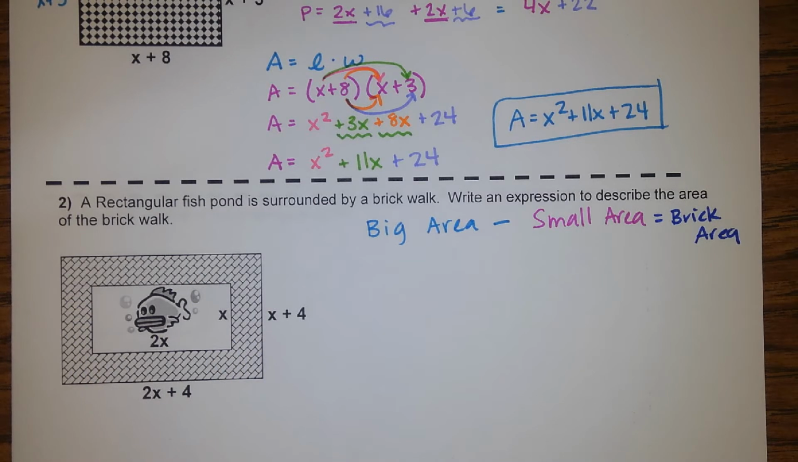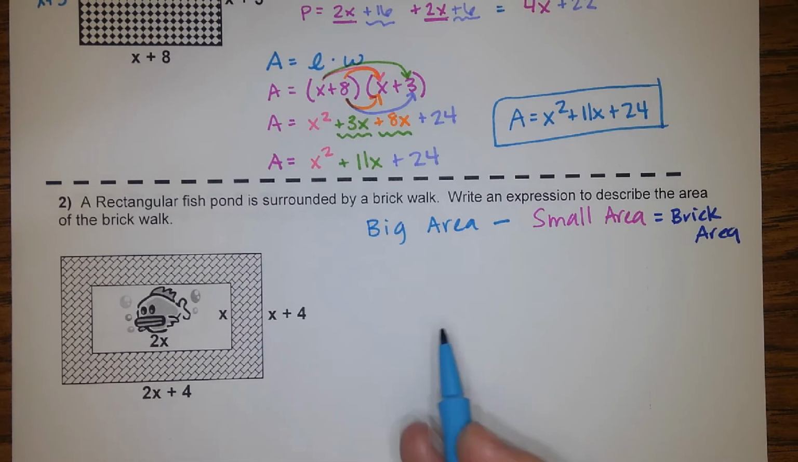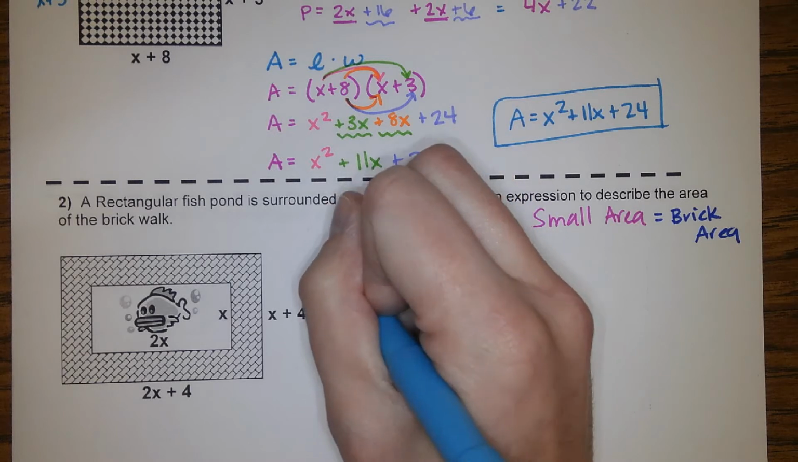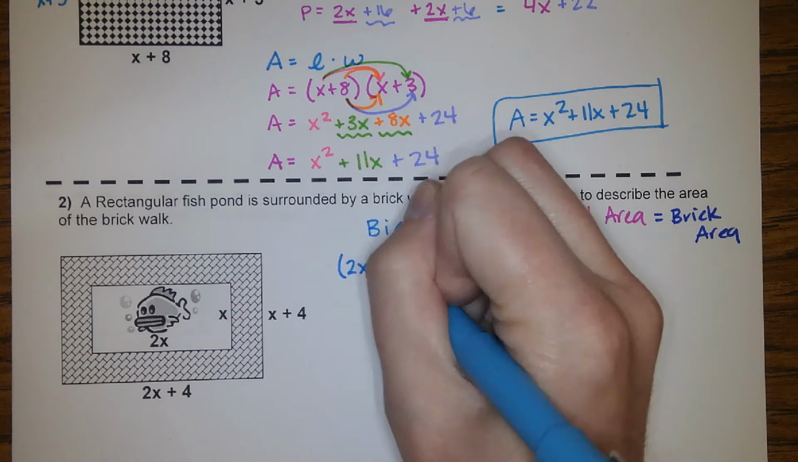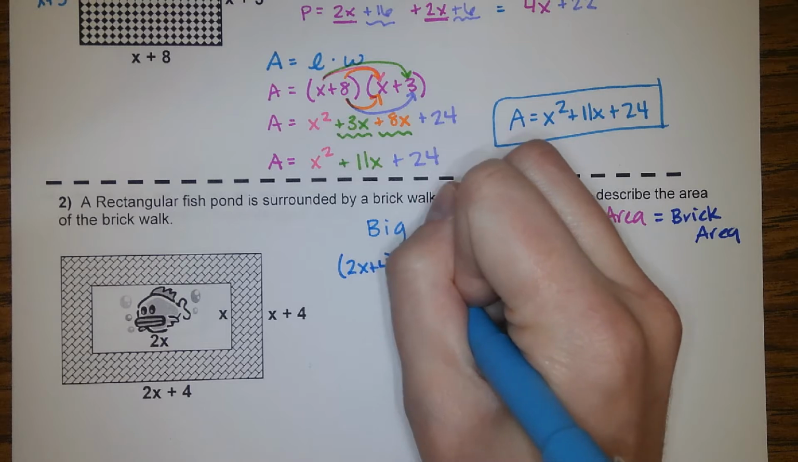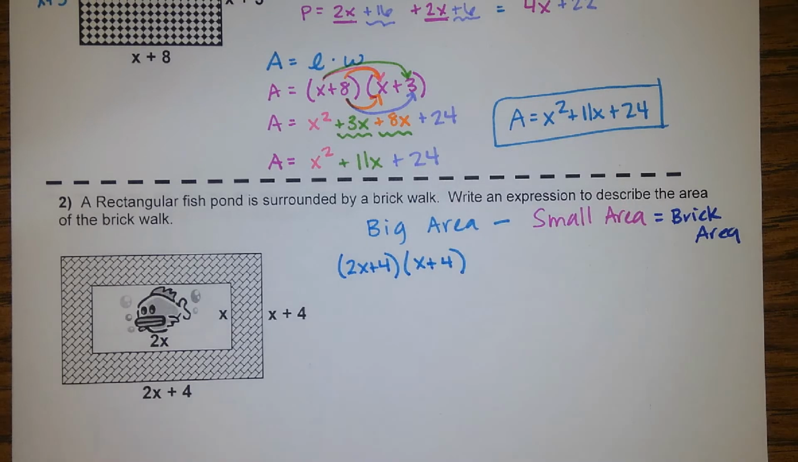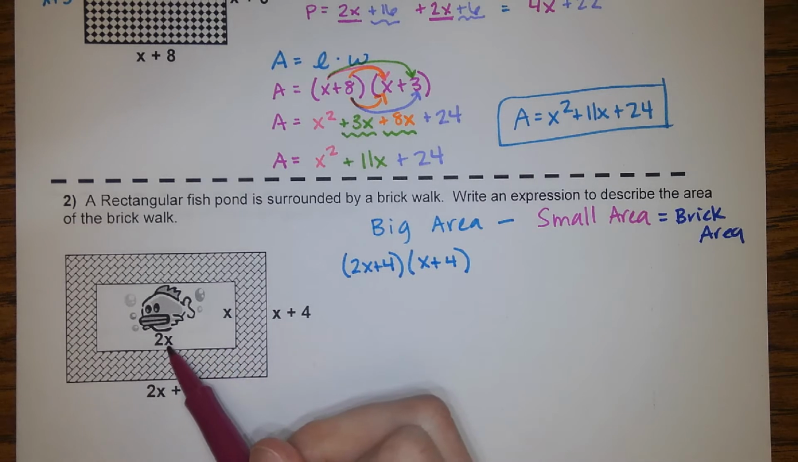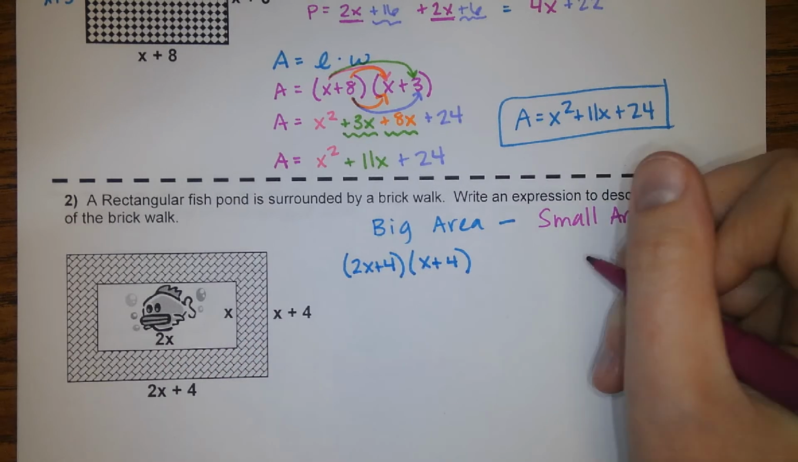All right, so in order to do the big area, let's take a look at this. Our big area would be 2x plus 4 times x plus 4. So I'm going to write that right here: 2x plus 4, our length times our width. Okay. And then the small area is just going to be our 2x times our x.